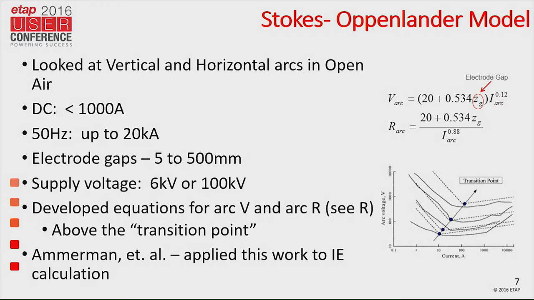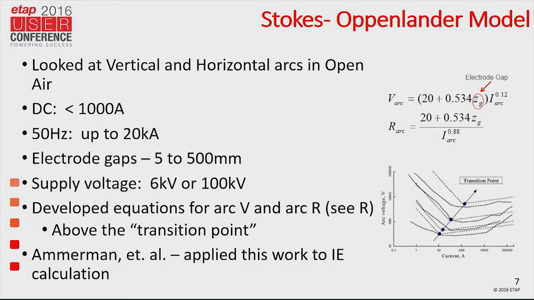On DC, actually a mix of DC and AC test results. The DC testing tended to be done at the lower current levels, less than 1,000 amps available bolted fault current. At 50 hertz, remember they were Australian, so they're looking at 50 hertz, they tested all the way up to 20 kA. They tested a pretty wide range of electrode gaps, 5 to 500 millimeters. Supply voltages were actually fairly high compared to what we're usually used to looking at.